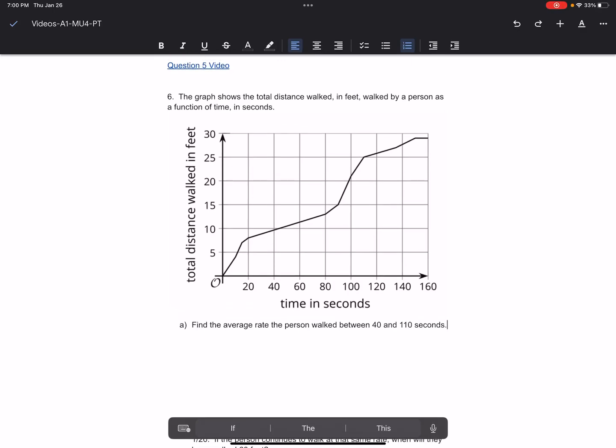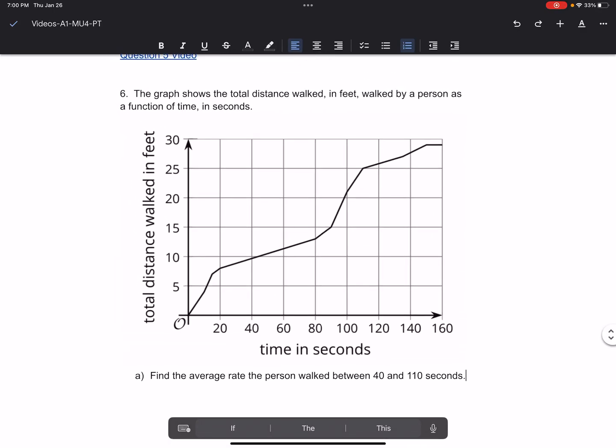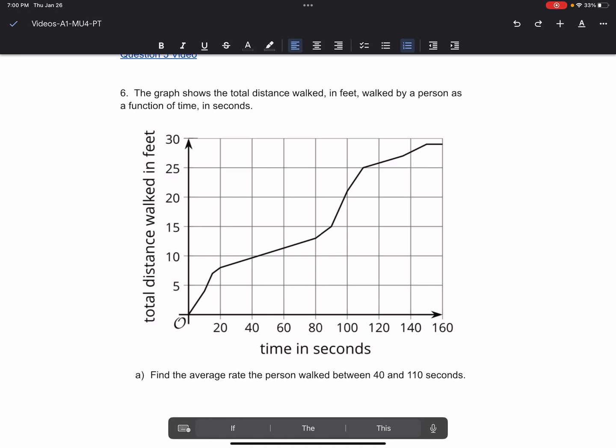Here we go, made it to the last question of our practice test. Question 6, we're getting into average rates of change here. So the graph shows the total distance walked in feet.